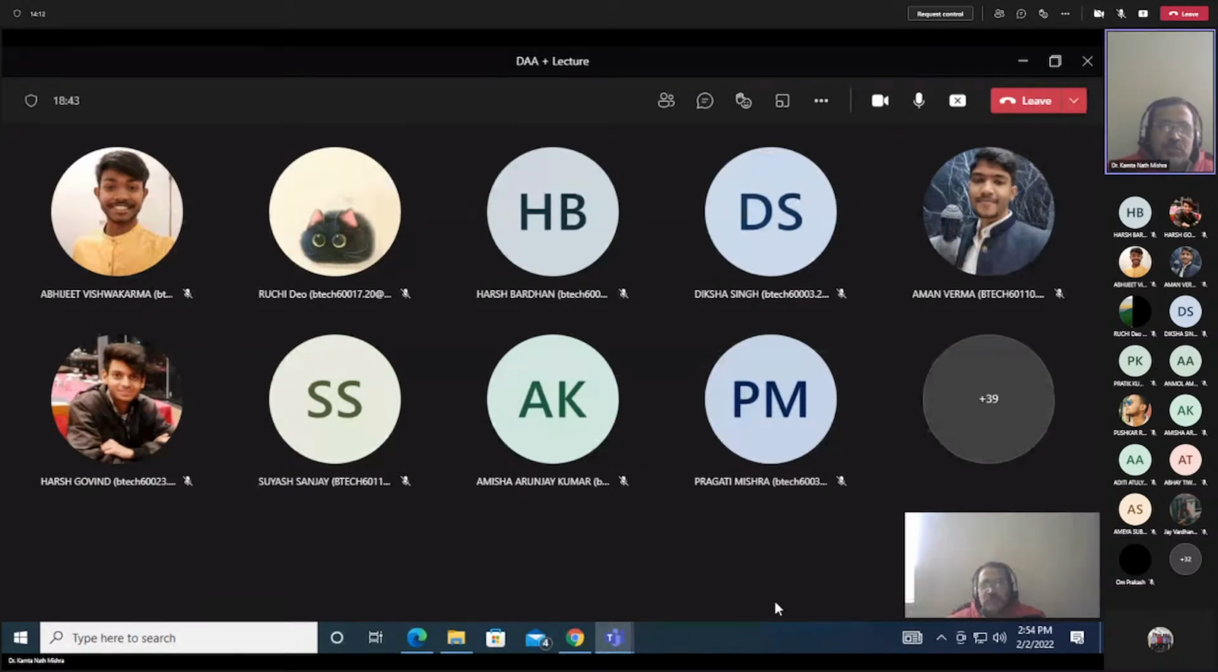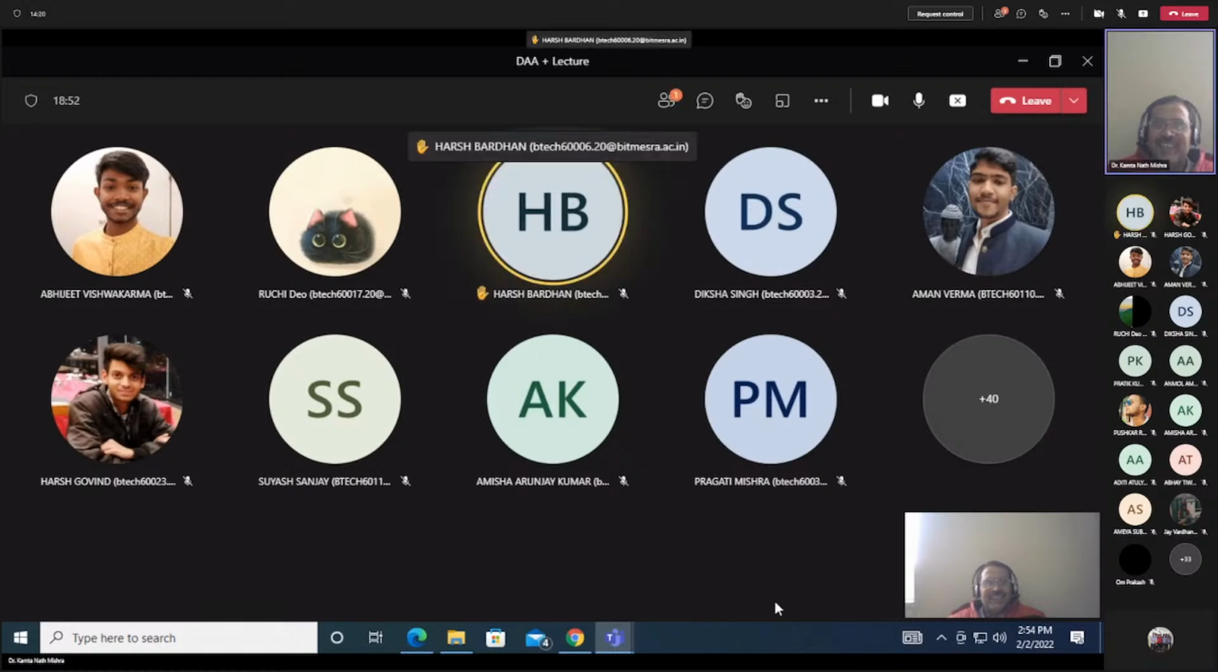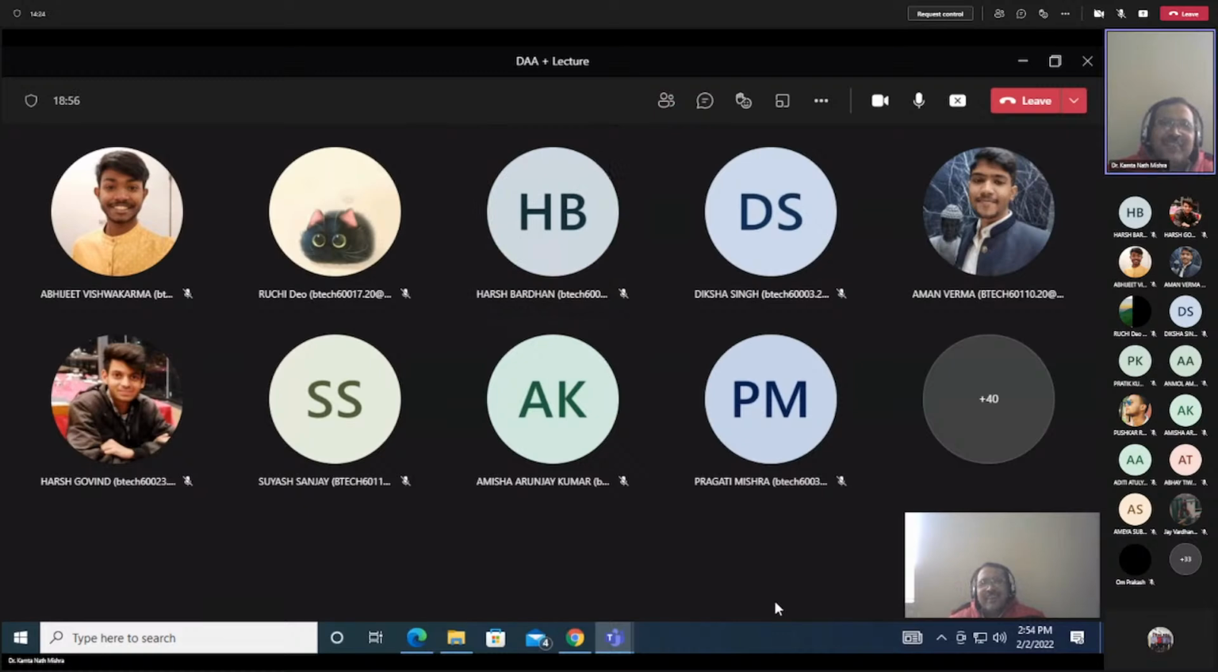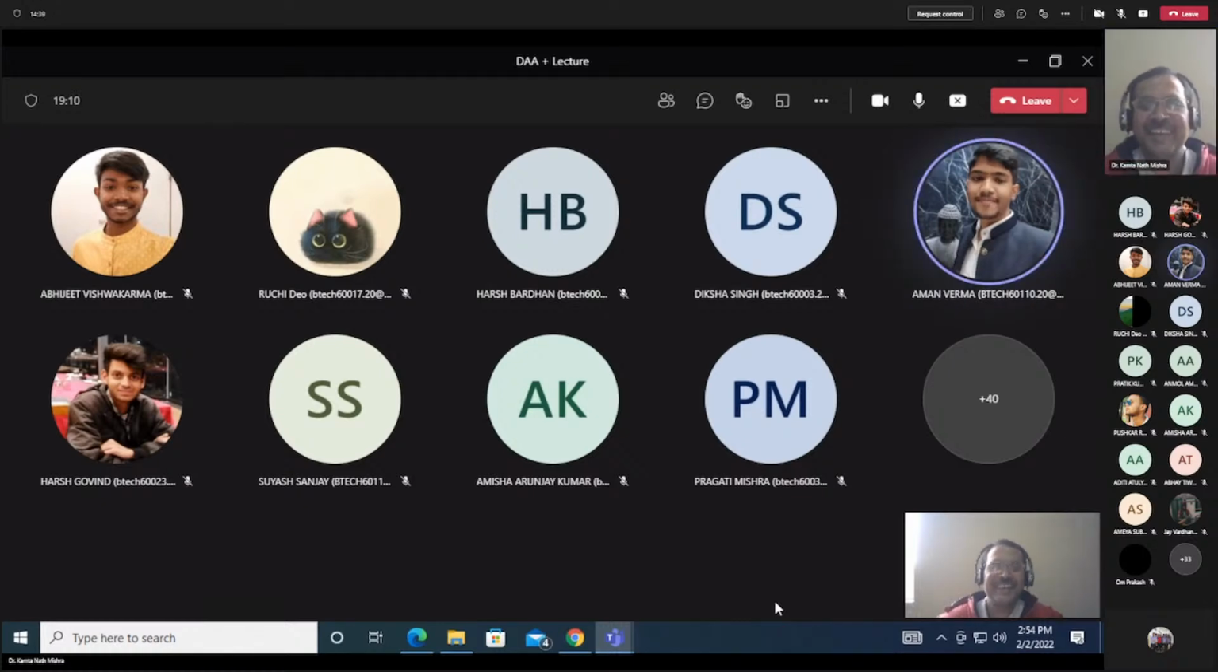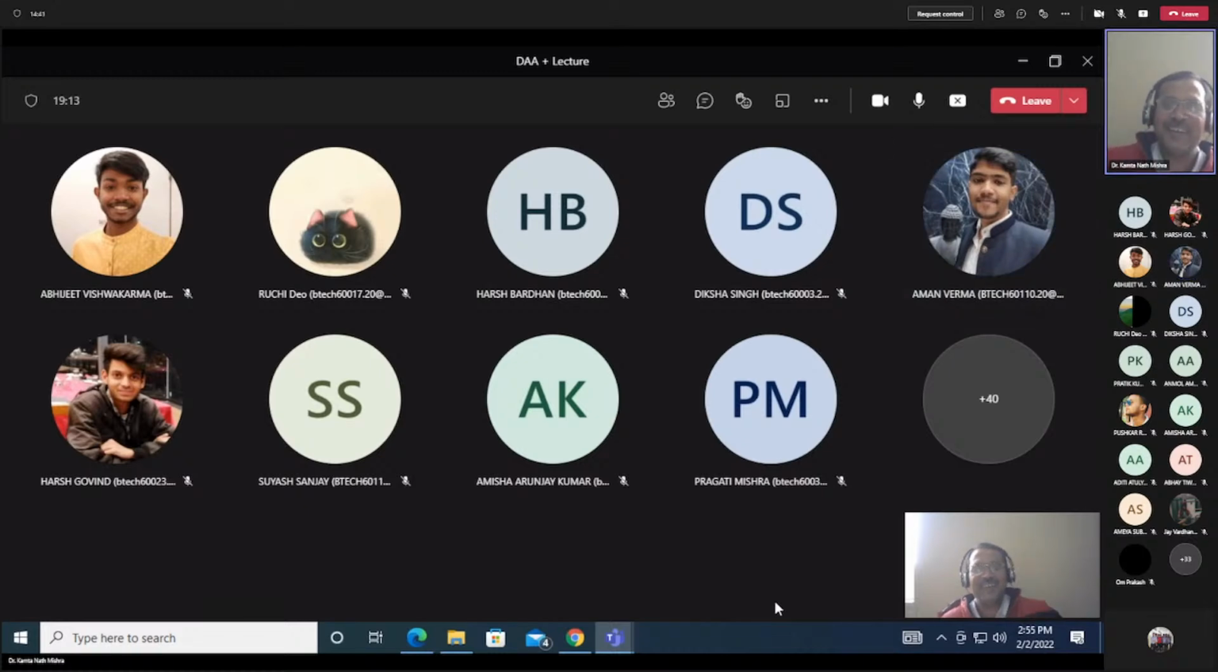Fn equals to? My God. Very tough question. Aman Verma ji, Tn equals to 2Tn by 3 plus Cn square. Sir, A is equal to 2, B is equal to 3, and Fn is equal to Cn square. That's all.